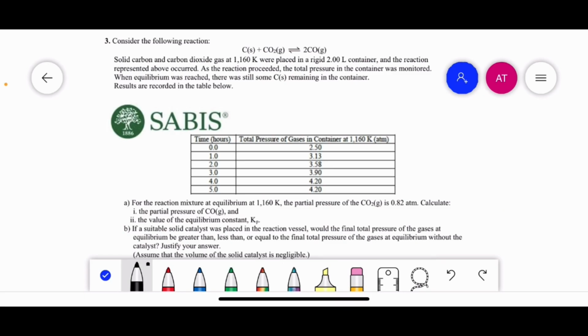Part B asks if a suitable solid catalyst was placed in the reaction vessel, would the final total pressure of the gases be greater than, less than, or equal to the final total pressure of the gases without the catalyst? So we can just look at it from the perspective that it's a catalyst, and the catalyst has no actual effect on the reaction. It just provides a path of lower activation energy. So we can justify that the final total pressure of gases at equilibrium will just be equal to the final total pressure of gases at equilibrium without the catalyst.